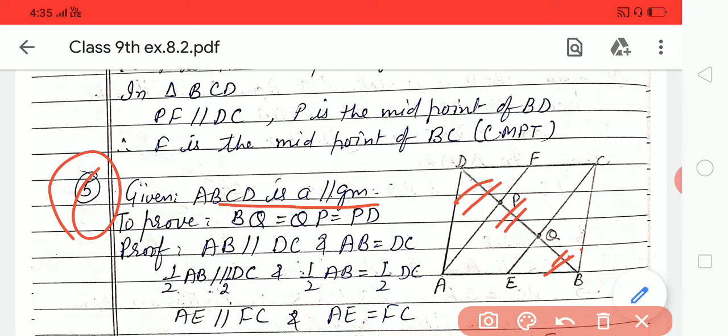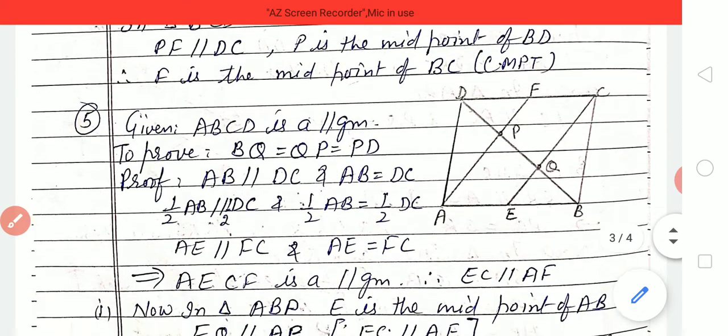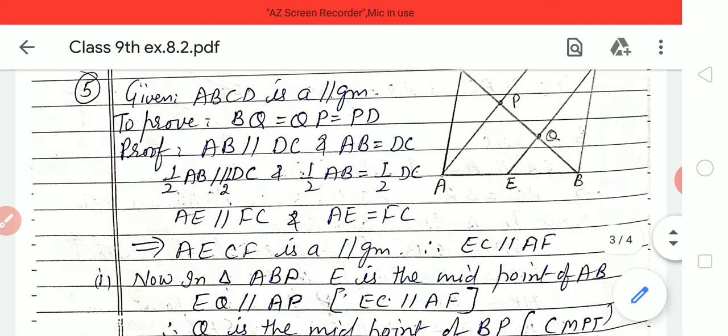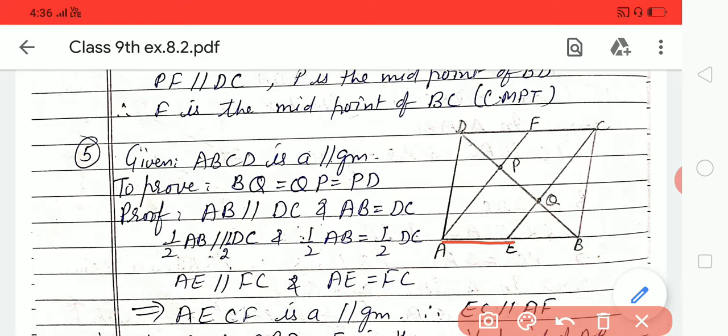You know that AB is parallel to DC, right? And AB is also equal to DC. So you can take half of both sides. If they are equal, then their halves are also equal. So I have taken here half of AB and half of DC, which are parallel and equal both, right? And if they are parallel and equal, then come to the figure, your AE is parallel and equal to FC, because half of AB is AE and half of DC is FC. So you can take AE parallel and equal to FC, right?